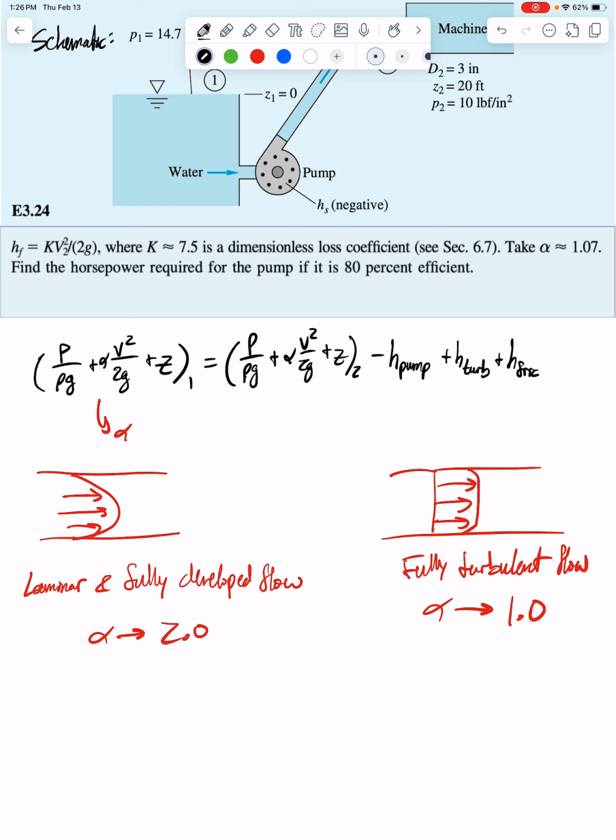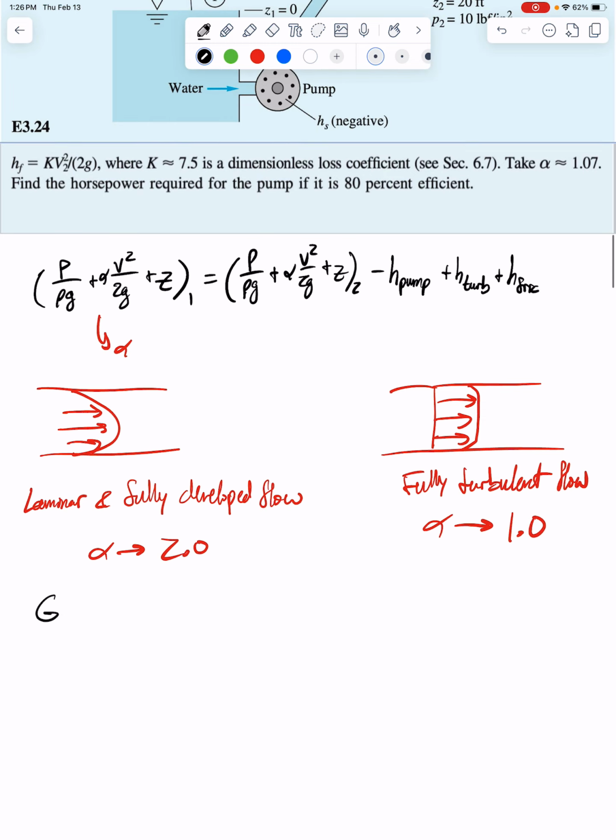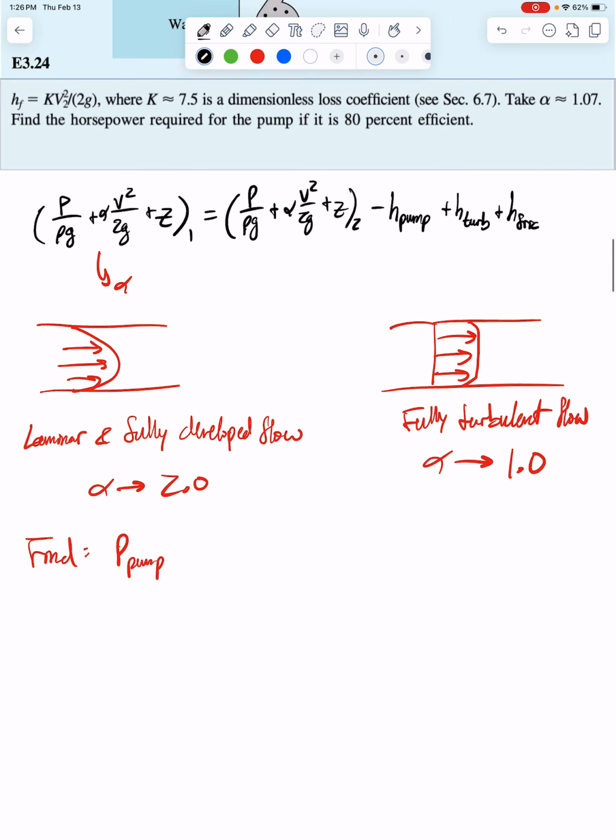Okay, back to the energy equation. Let's talk about givens. Maybe find first. We're interested in finding the power of the pump. Okay, what are we given?